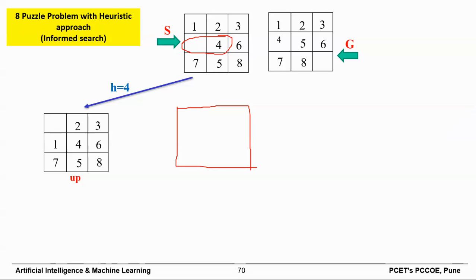Okay, so second, what is the heuristic value? 2. Are you sure? Yes, sir. 2 or 3? Do not consider that blank. Exclude that blank and tell me how much. 2. Now do the next task. Interchange these two, blank and 7, and prepare another box.